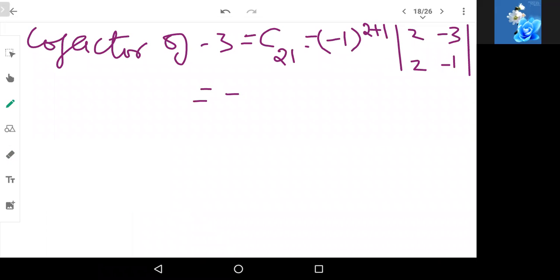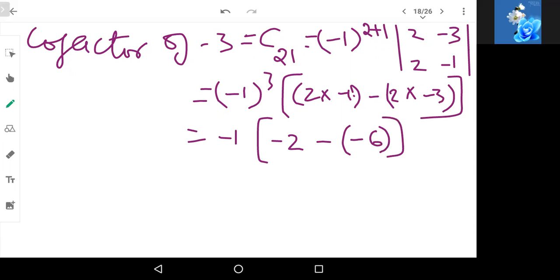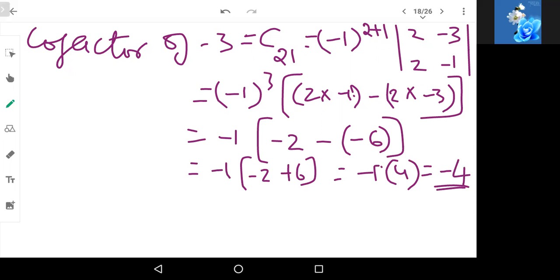So solve this. Minus 1 to the power 3 into 2 into minus 1 minus 2 into minus 3. So minus 1 to the power 3 is minus 1. 2 into minus 1 is minus 2. Minus 2 3s are 6, is again minus 6. So minus 1 minus 2 plus 6 will give us minus 1 into 4, which is minus 4.